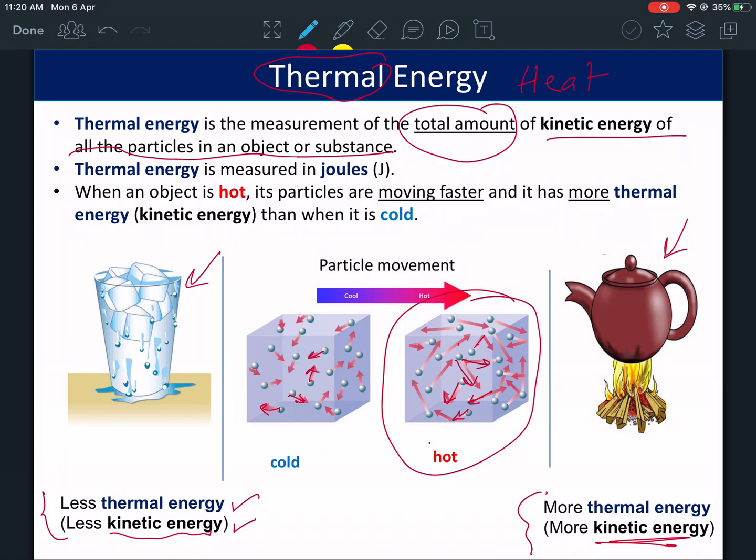Thermal energy is measured in joules, same as work. When an object is hot, its particles are moving faster, and it has more thermal energy, that means more kinetic energy, than when it's cold.